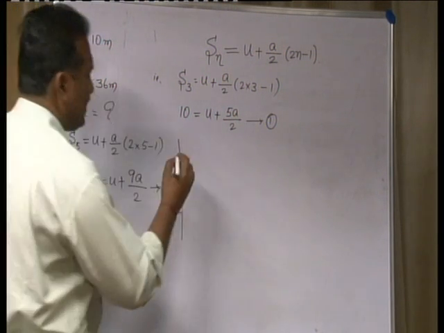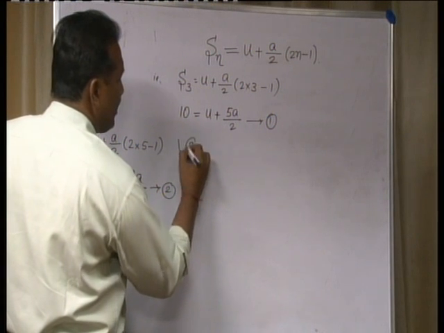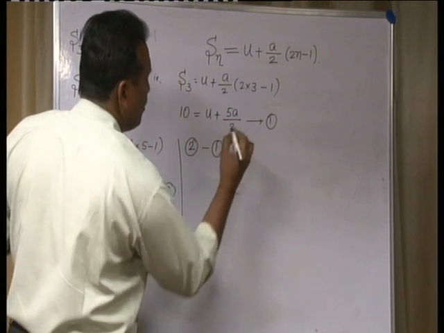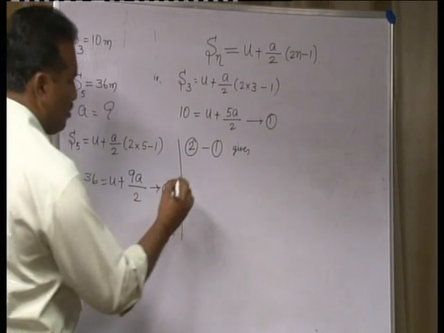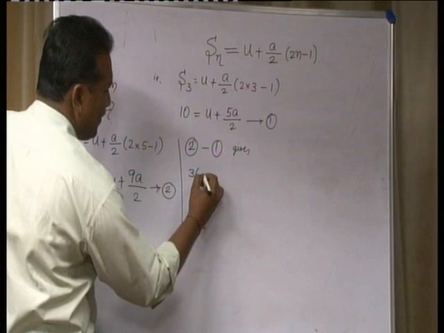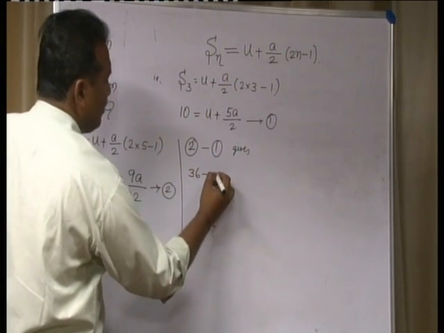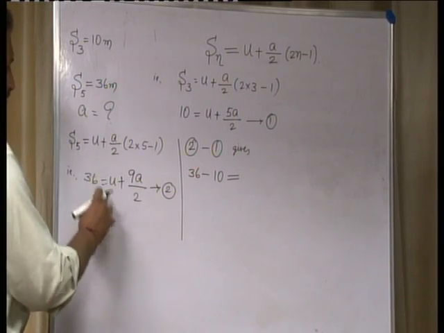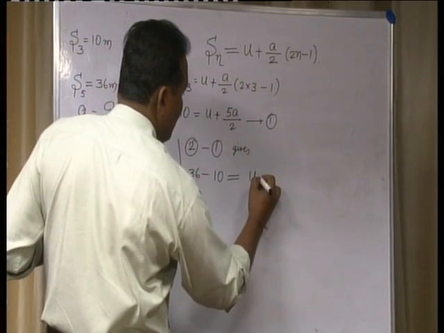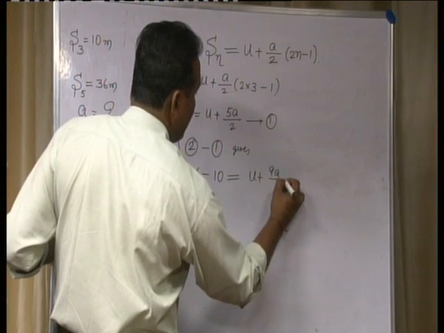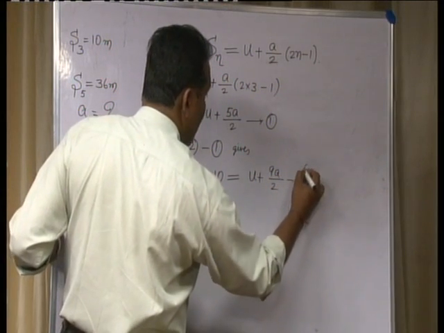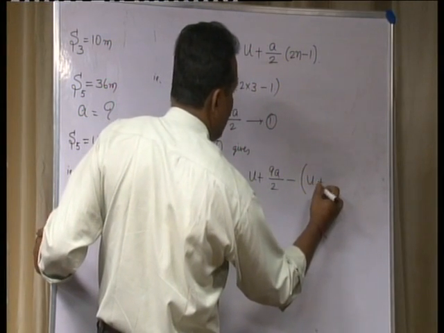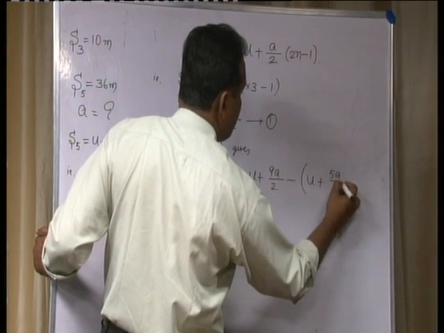For simplicity, I will make equation 2 minus equation 1. What is the RHS of equation 2? It is 36, minus the RHS of equation 1, which is 10, equal to the LHS of equation 2, which is u plus 9a by 2, minus the LHS of equation 1, which is u plus 5a by 2.